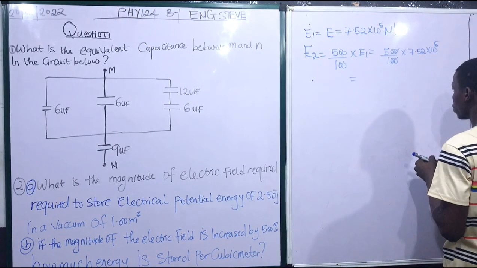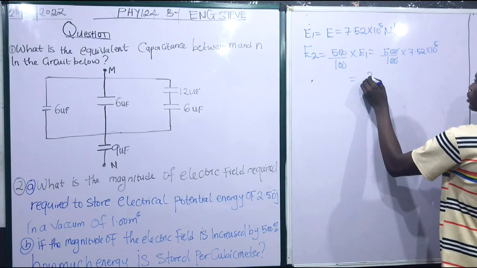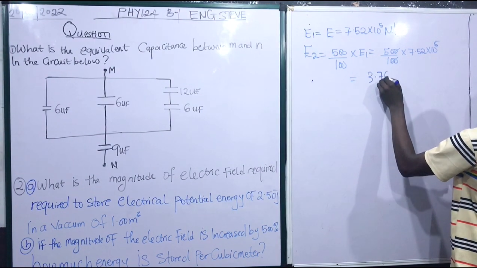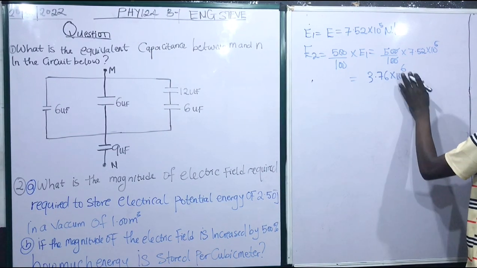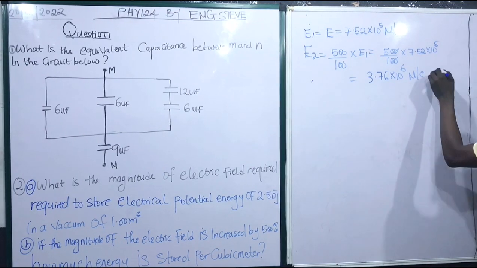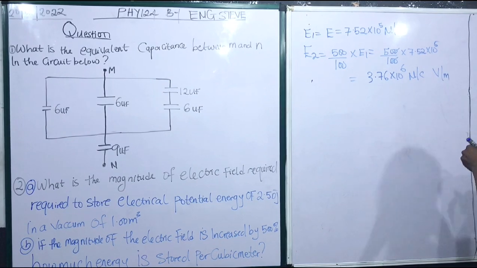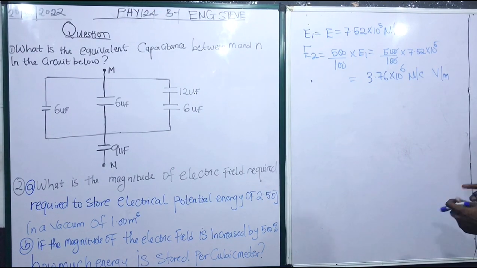We'll be left with 7.52 times 5, and we'll be having 3.76 times 10 raised to the power 6 Newton per coulomb. You can also use volt per meter because you are dealing with electric field. Then they said, how much energy is now stored per cubic meter.